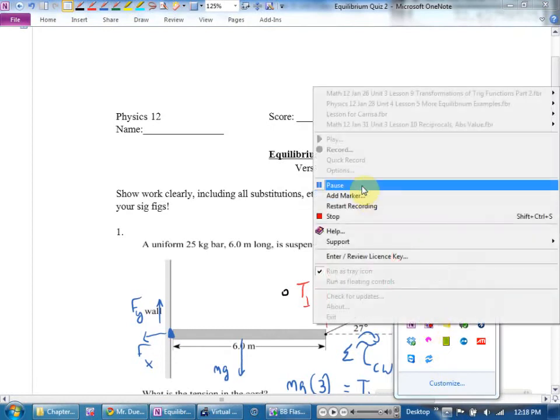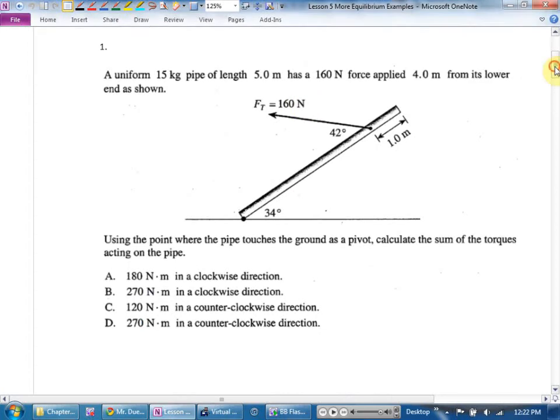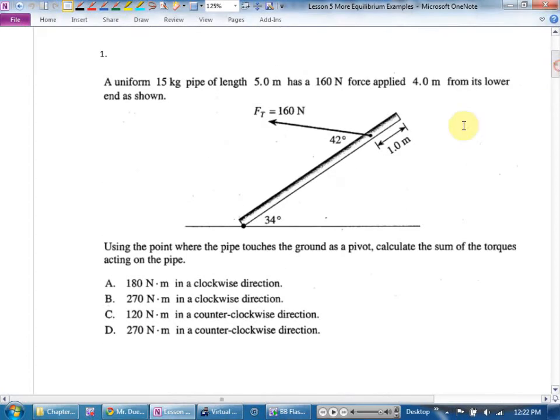So lesson five, number one, for those of you who are watching at home. A uniform 15 kilogram pipe of 5 meters has 160 newton force applied 4 meters from its lower end as shown, using the point where the pipe touches the ground as the pivot. So this time they're telling me where I have to put the pivot. Calculate the sum of the torques acting on the pipe.